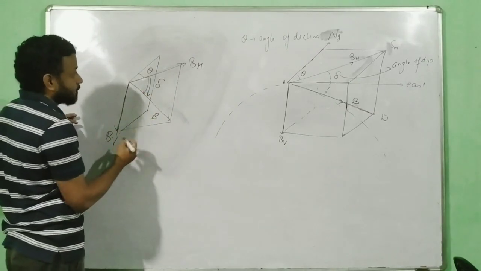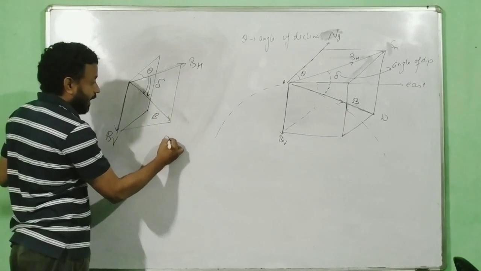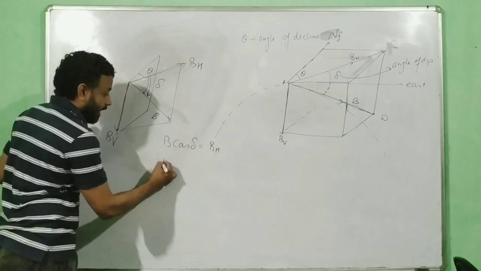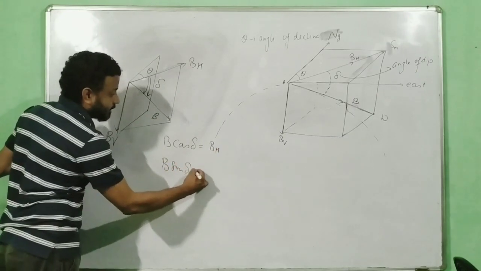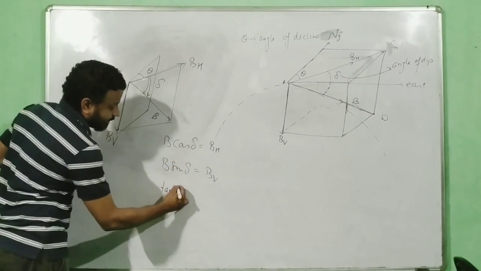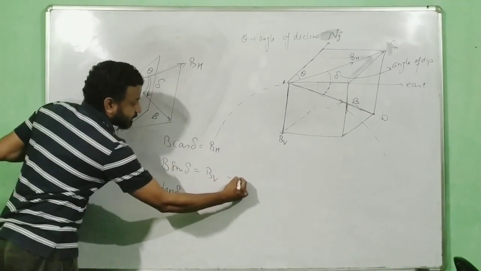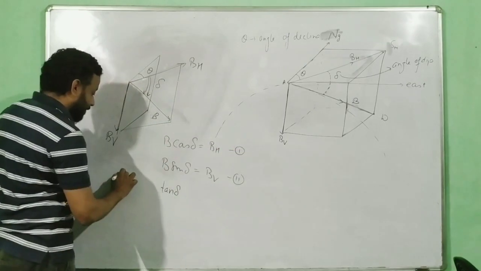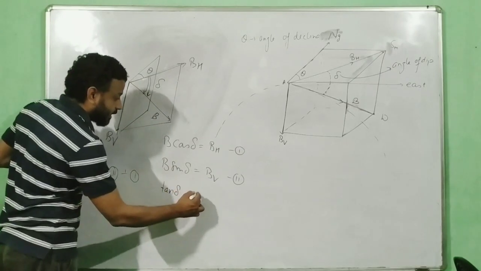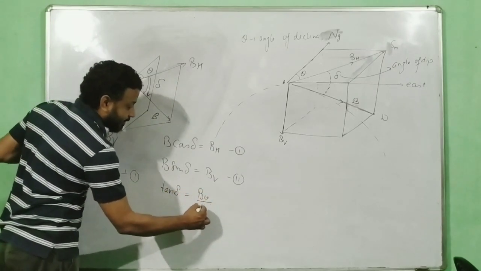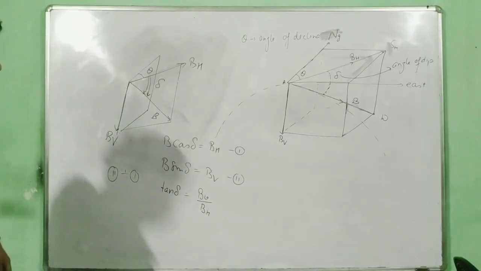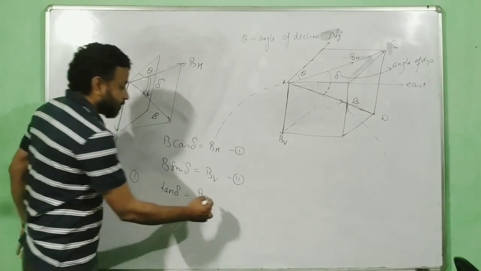Now how are all these things related? If you see here, I can write B cos delta is equal to BH, and B sin delta is equal to BV. If I consider this to be equation 2 and this to be equation 1, and divide the second equation by the first, I will get tan delta. Tan delta is equal to vertical field divided by horizontal field. These are the three working formulas.